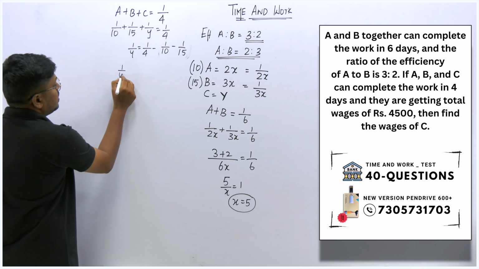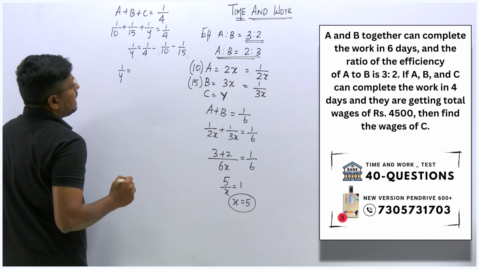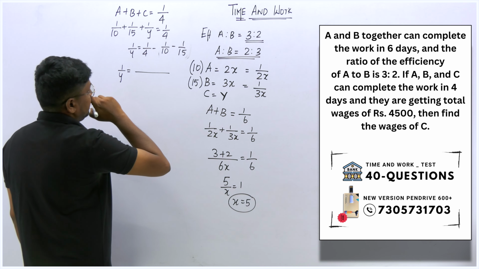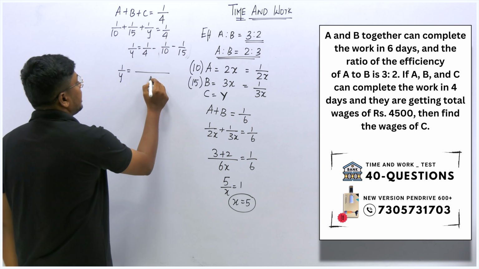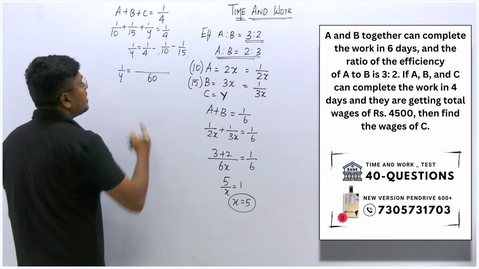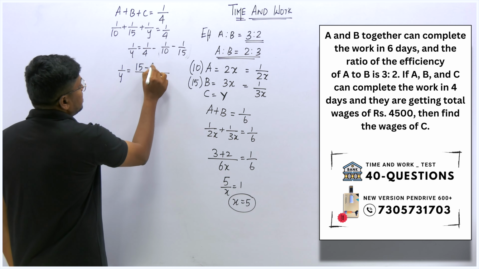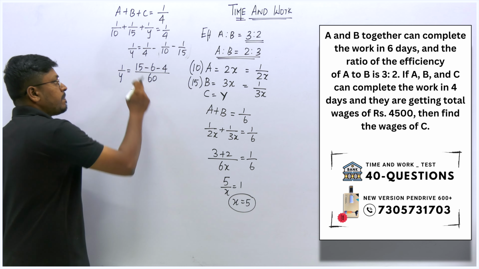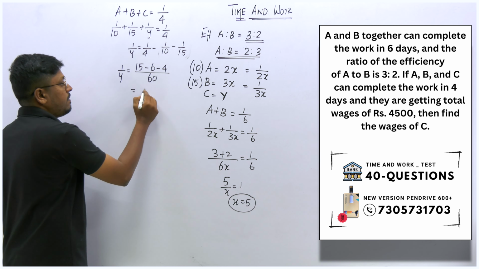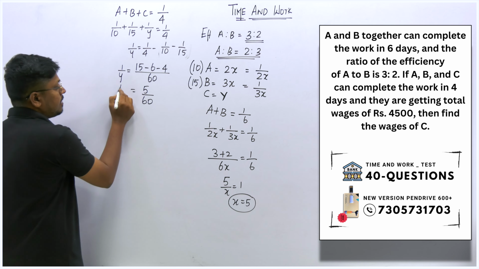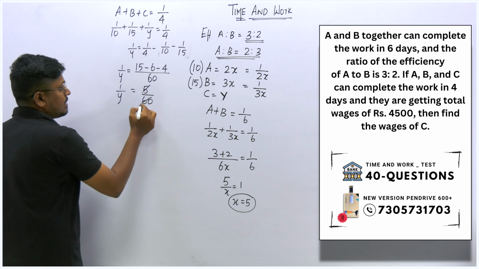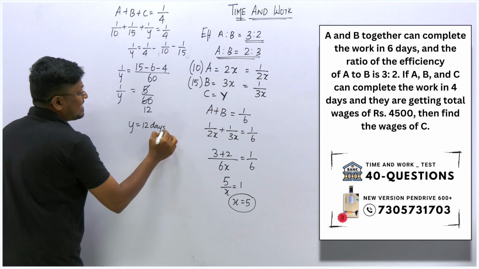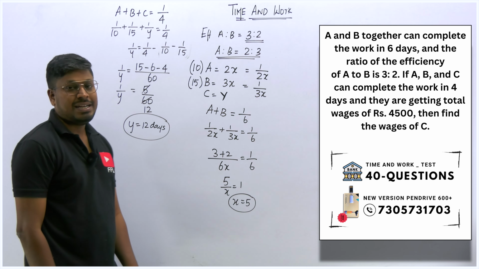So 1 by y is equals to, we can take the LCM as 60, right? No other way. Yes, we can take the LCM as 60 here. So this will be 15 times, this will be 6 times, and this will be 4 times. So 6 minus 4 will be 10. So 15 minus 10 will be 5. So the resultant will be 5 by 60. That is 1 by 12. So y is equals to 12 days. So which means C alone can complete a piece of work in 12 days.